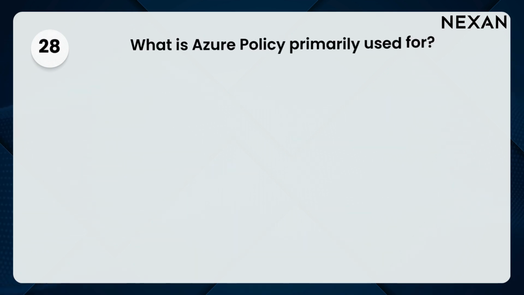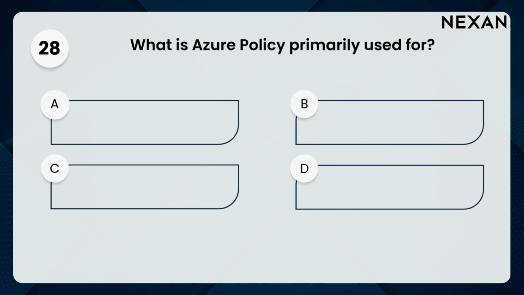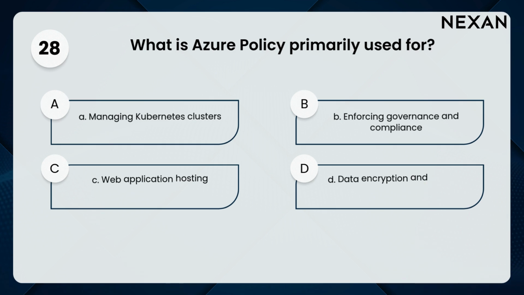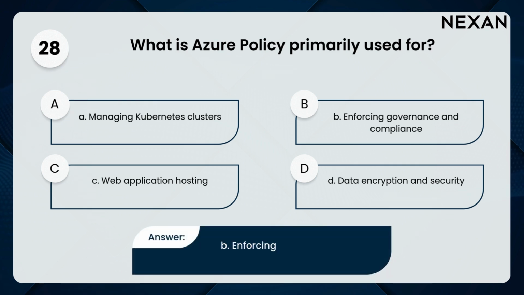28. What is Azure Policy primarily used for? A. Managing Kubernetes clusters, B. Enforcing governance and compliance, C. Web application hosting, D. Data encryption and security. Answer: B. Enforcing governance and compliance.